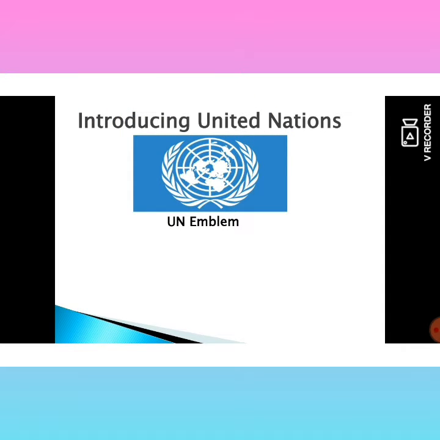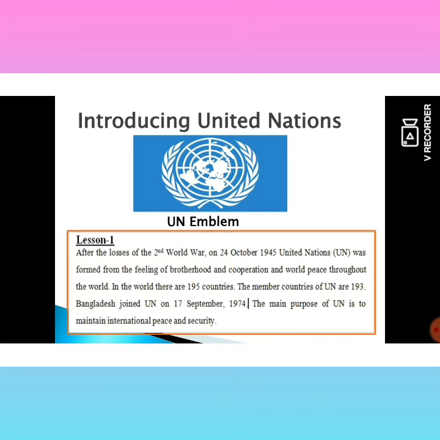You see in the slide the emblem of United Nations, the logo of United Nations: 2 olive branches on 2 sides of the circle and the world map in the middle of the circle. This is the emblem of United Nations. Okay. Dear students, listen attentively. United Nations was formed after the losses of Second World War on 24 October 1945.